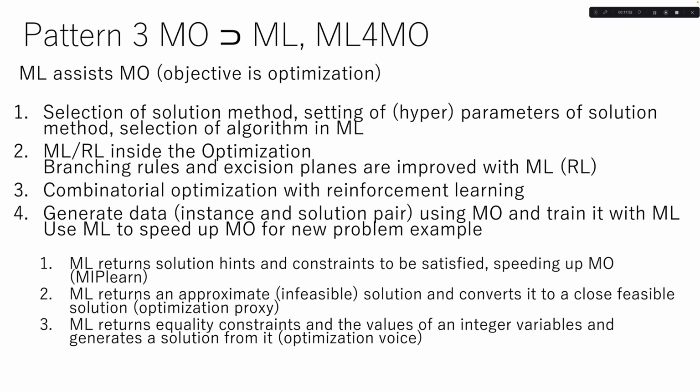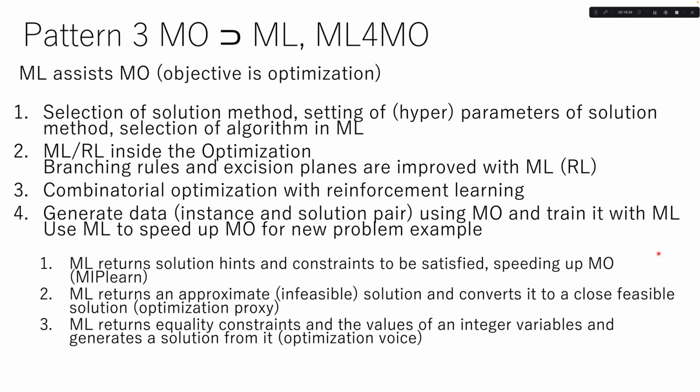When provided with a series of problem instances, optimization can be used to generate pairs of problem instances, feature vectors, and solutions, targets. By learning from these with machine learning, you can directly obtain solutions with machine learning. For new problem instances, using machine learning to accelerate optimization is an innovative idea. Examples include MIP Learn, where ML provides hints or constraints to speed up optimization, Optimization Proxy, where ML outputs an approximate solution that is corrected into a feasible solution, and Optimization Voice, where ML predicts the values of integer variables and equality constraints to generate solutions.